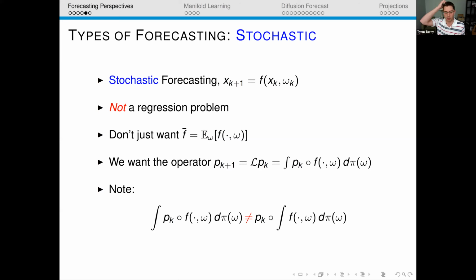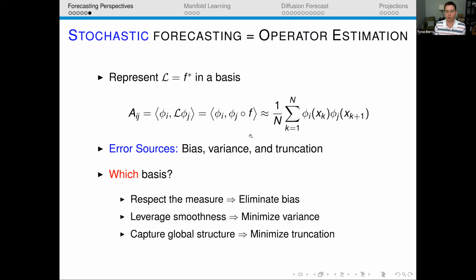So that's the first thing I wanted to motivate here, is why data-driven forecasting should be thought of as an operator estimation problem. The second part of the talk is, what's the right basis? So once you accept that it's an operator estimation problem, then your goal should be to find a nice representation of your operator in a nice basis. And so what are the possible choices, or what's the right choice?